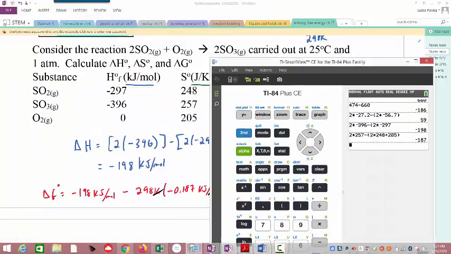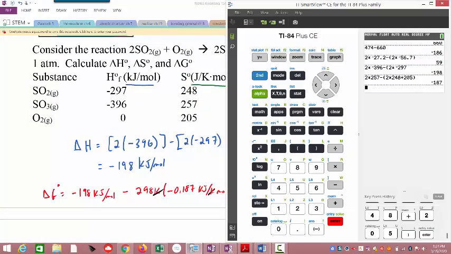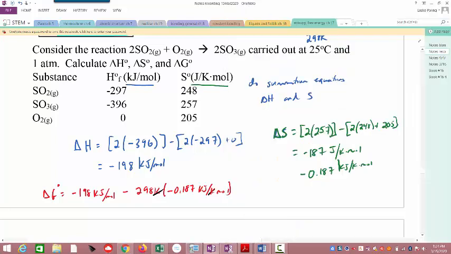And so we have negative 198 minus 298 times negative 0.187. And so we have negative 142. And our units are kilojoules per mole.